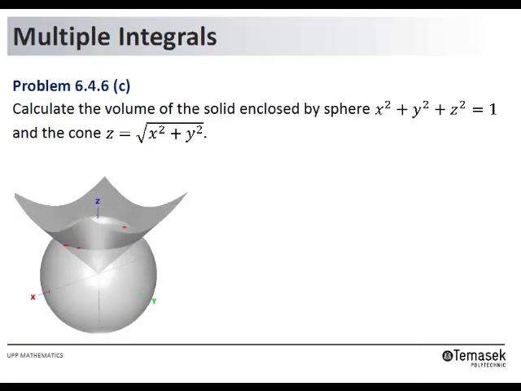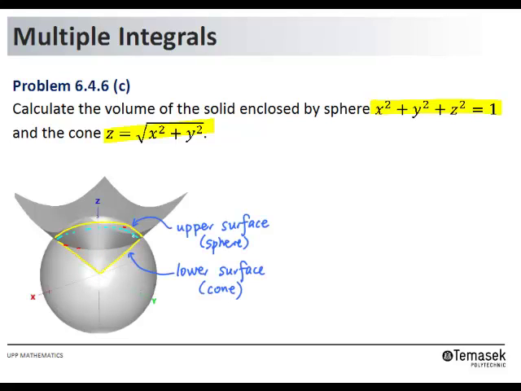In this problem, we calculate the volume of the solid enclosed by the sphere and a cone. From the diagram, the sphere is the upper surface and the cone is the lower surface. The intersection of these two surfaces is a circle. So the projection onto the xy plane is a solid circle.